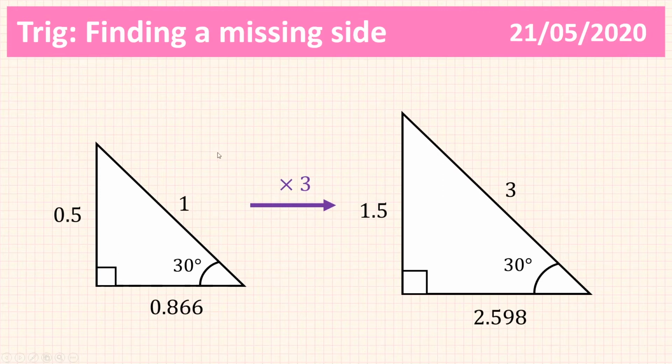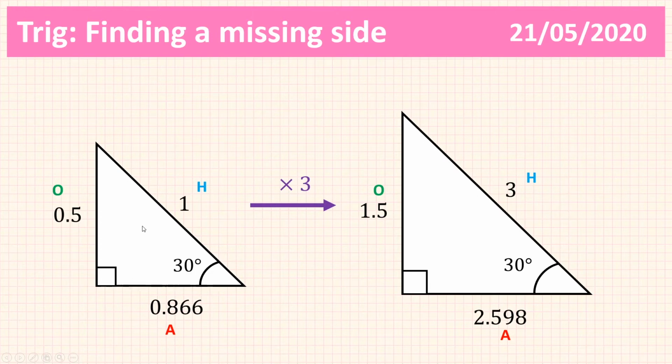So the first thing we're going to do is label both triangles: hypotenuse, opposite, adjacent, with regards to the angle that we're given. So hypotenuse, as you can see, is opposite the right angle. The opposite is opposite the angle we're given, and the adjacent is next to the angle we're given. Similarly, the other one's been labeled in the exact same manner.